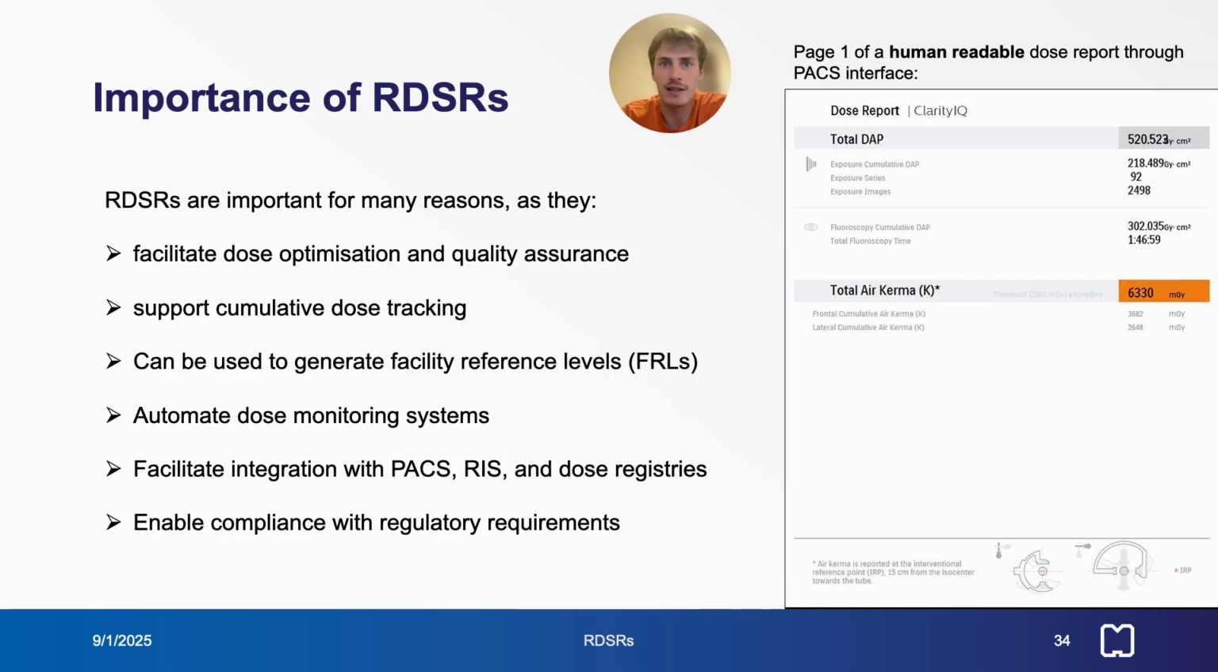RDSRs are indeed indispensable to the clinical medical physicist, as they facilitate dose optimization and quality assurance, they support cumulative dose tracking, they can be used to generate facility reference levels, automate dose monitoring systems, facilitate integration with other systems, and enable compliance with regulatory requirements. However, it's important to keep in mind that RDSRs can sometimes contain errors, and from a physics perspective, they're subject to a number of limitations.